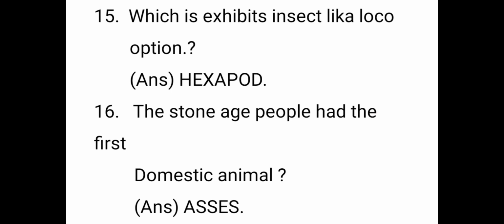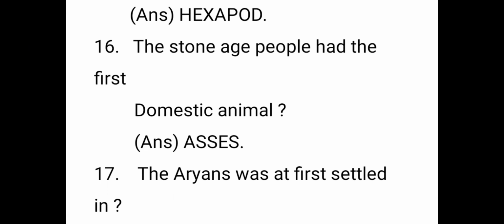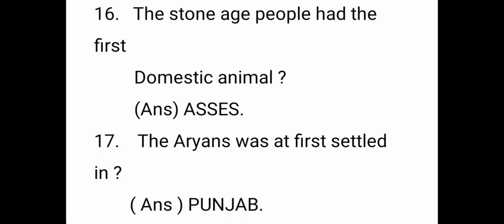The next question: which exhibits insect-like locomotion? The answer is exopod. The next question: the Stone Age people had the first domestic animal, asses. Generally, goats were probably the first animals to be domesticated, followed closely by sheep in South Asia. Chickens were also domesticated about 10,000 years ago.